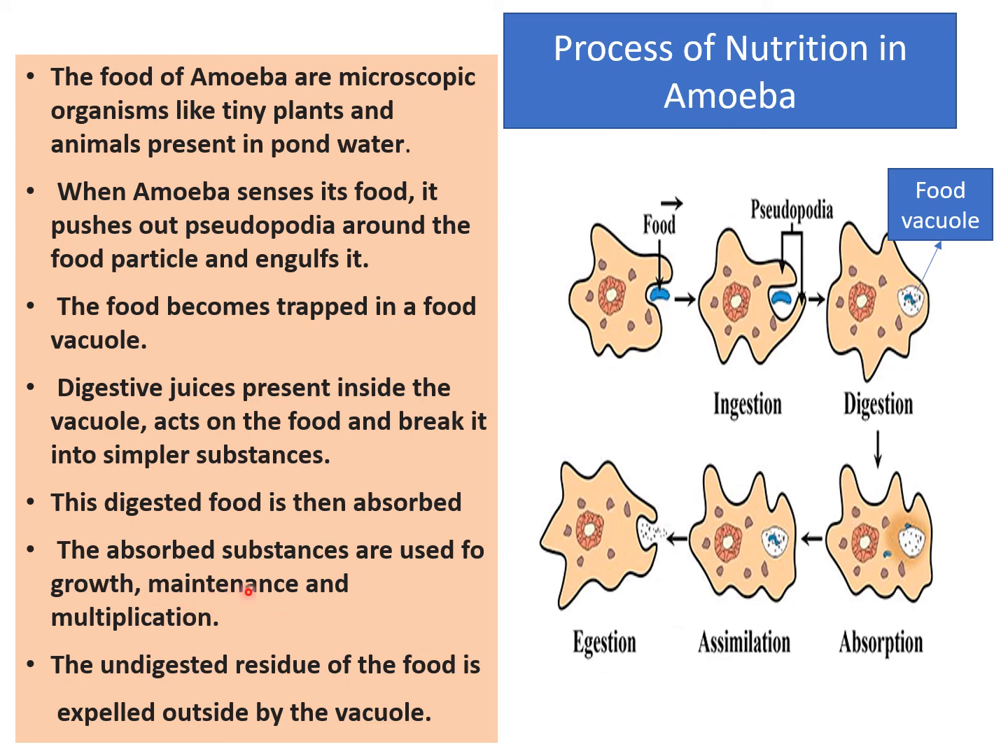Then the absorbed substances are used for growth, multiplication and maintenance, and after absorption, assimilation occurs, right? After the assimilation, the undigested residue of the food is expelled by the vacuole. So this is the process of nutrition in amoeba.